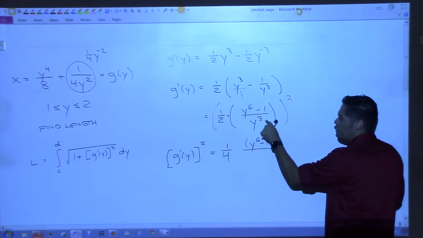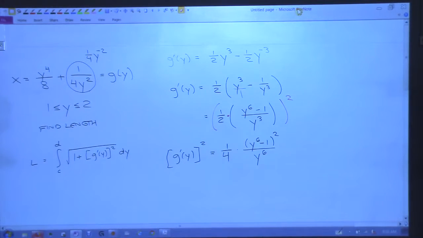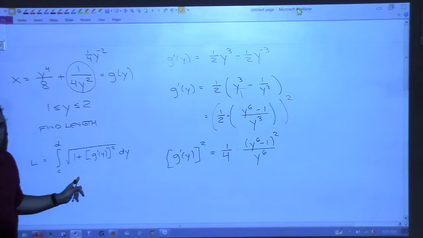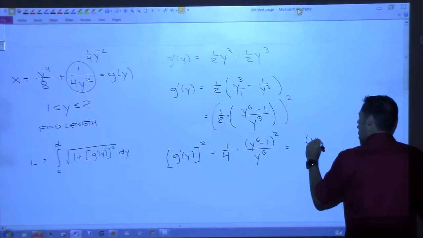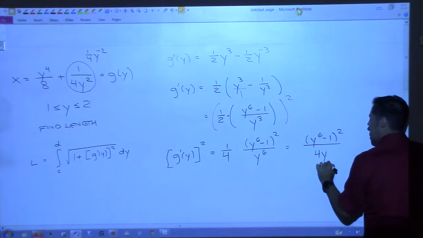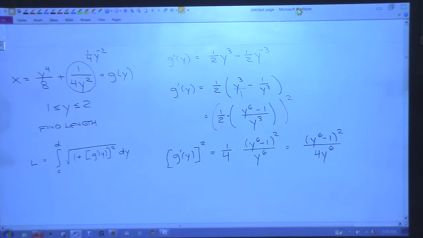So what's y cubed squared? Y to the 6th, right? Okay. And what am I supposed to do with that? Add 1, aren't I? Let me do one more thing on this derivative. Let me write it as y to the 6th minus 1 squared over, how about just 4y to the 6th? Is that okay? Instead of having the 1/4 out here, I'm just going to put the 4 down here on the bottom. So let's add 1 to this.